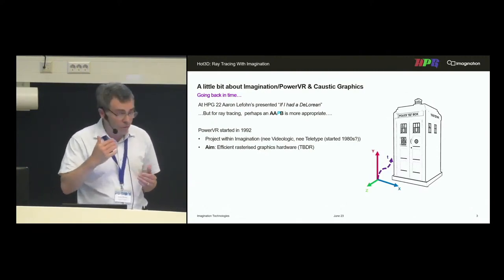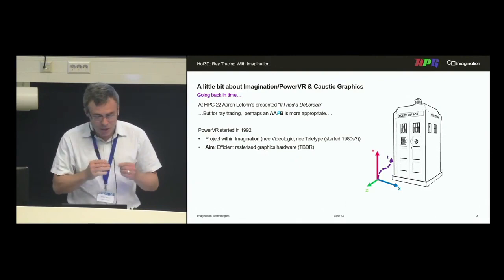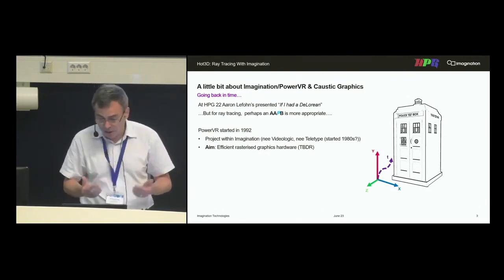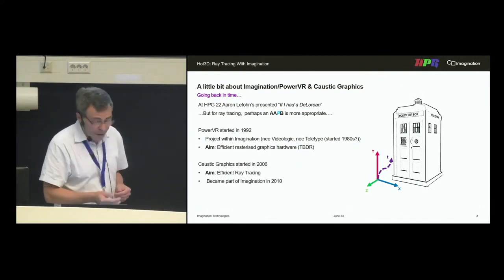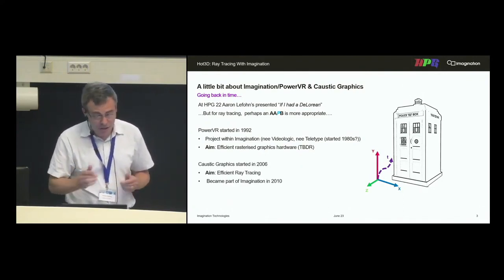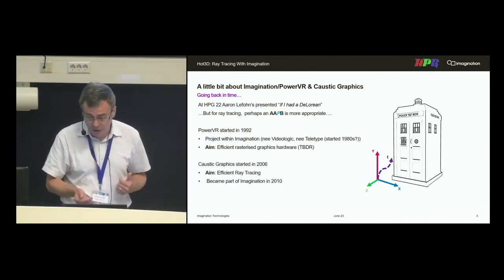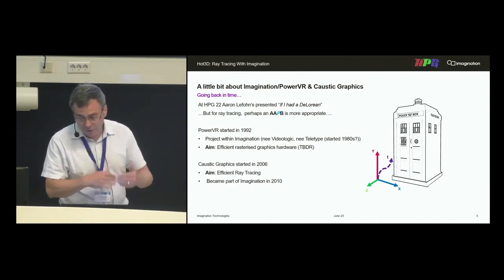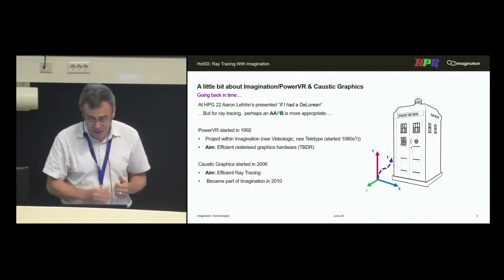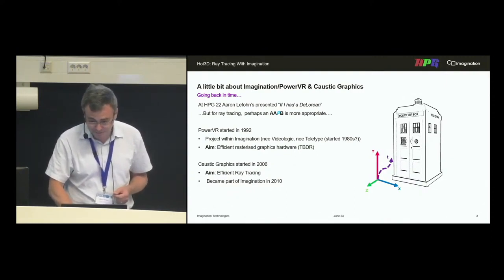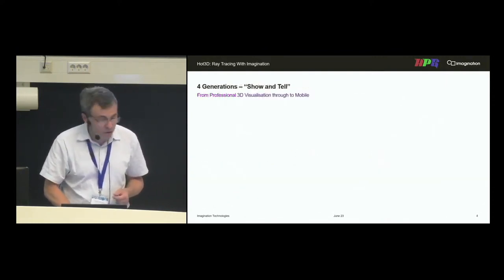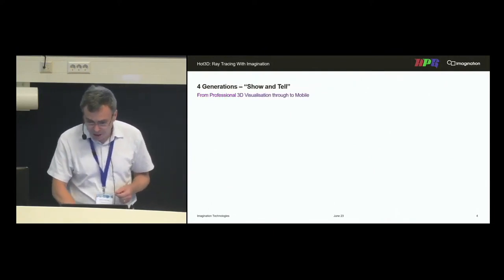And the aim was to develop efficient rasterized graphics hardware, basically tile-based deferred rendering. Now, Caustic Graphics began in 2006, and their aim was to develop efficient ray tracing, and we saw that their philosophies and aims were very much aligned with ours, so they became part of Imagination in 2010. Now, this bit's a bit of a show and tell.